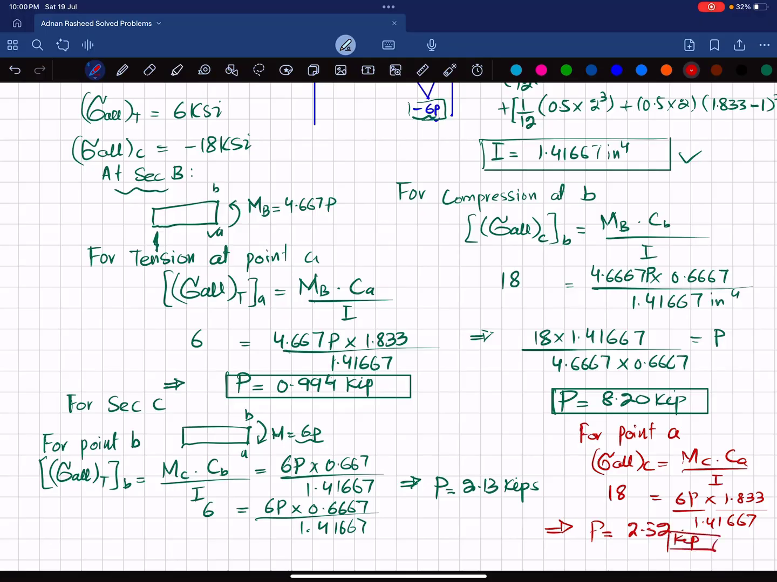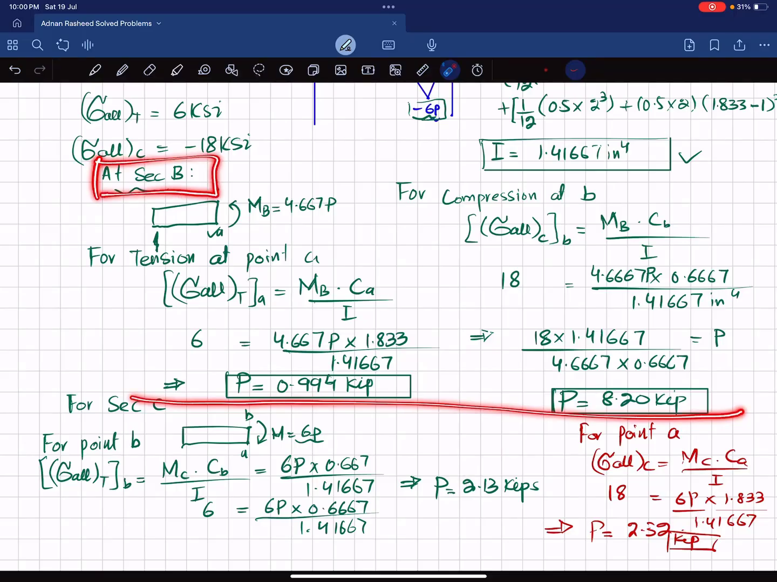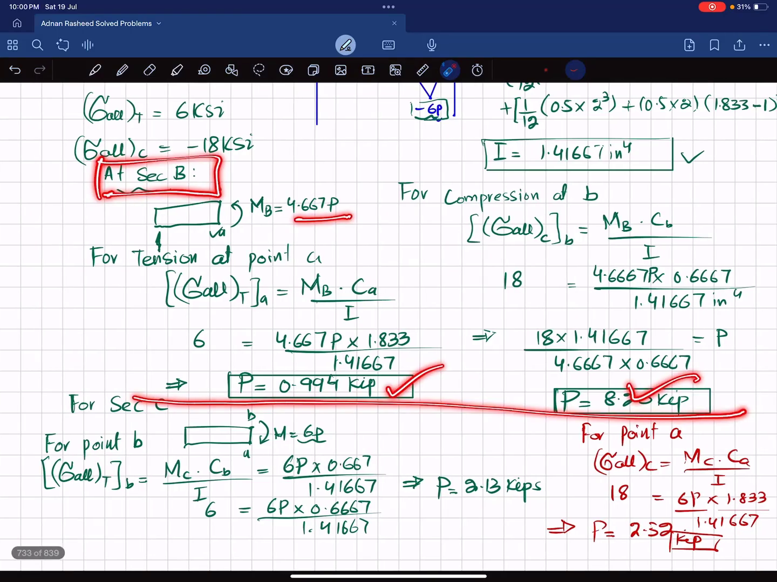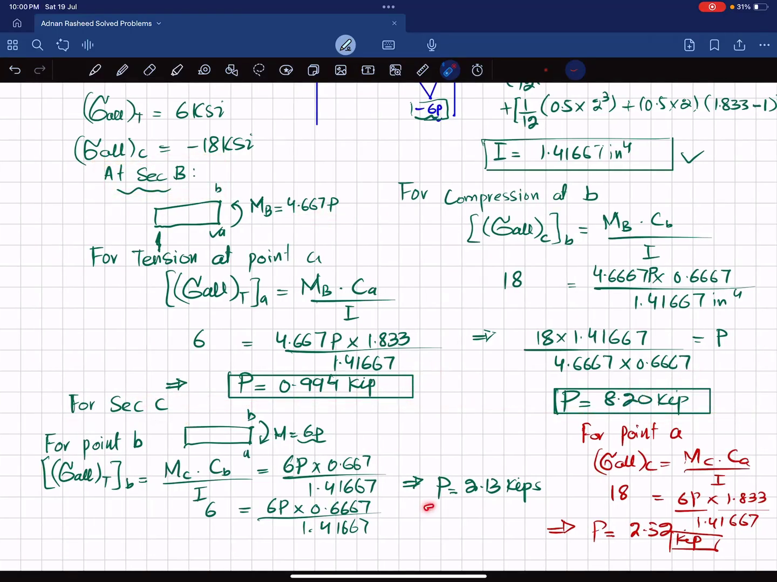Now you can check that we have four P values. One P is this one, one P is this one, and this one, and this one. So these two P's are for section B, clear, where the moment is 4.667P. So for allowable compression and tension we have calculated P, and this one is for section C where you have P or this one. So what we will choose, what will be our answer? So our answer will be, you have to choose P is equal to 0.994 kips. This will be our answer.